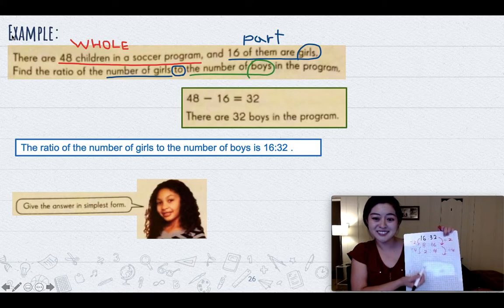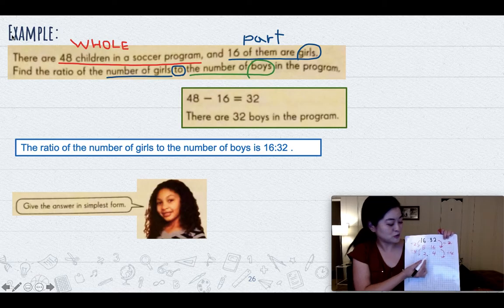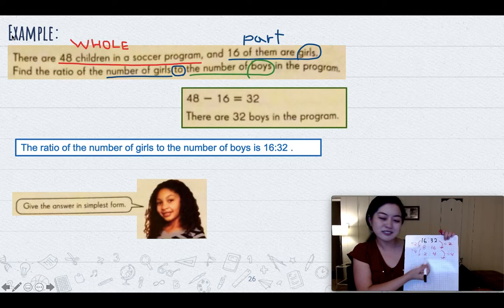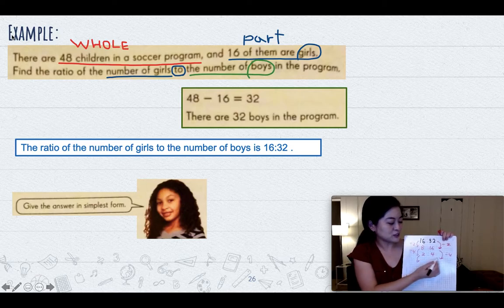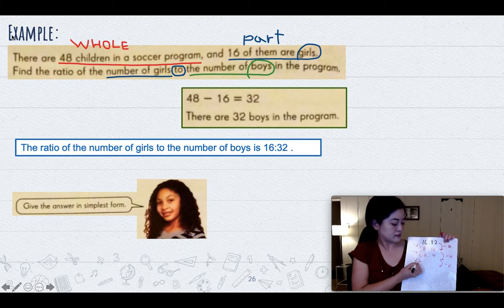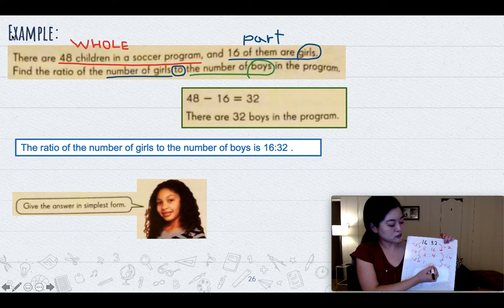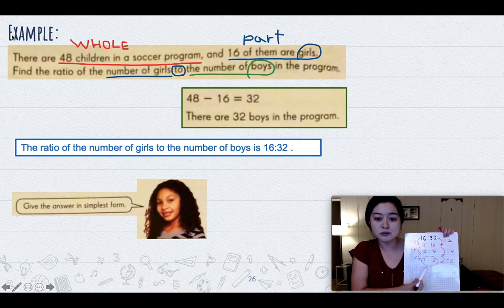Am I finished? Is this in simplest form? 2 to 4? Not yet. There's still even numbers. Both of them are even, so we can definitely divide it by 2. Okay, so I'm going to try that. Let's see, so 2 divided by 2 is 1. 4 divided by 2 is 2, okay? And this is in simplest form because there's no other common factor between the first term and second term besides 1.